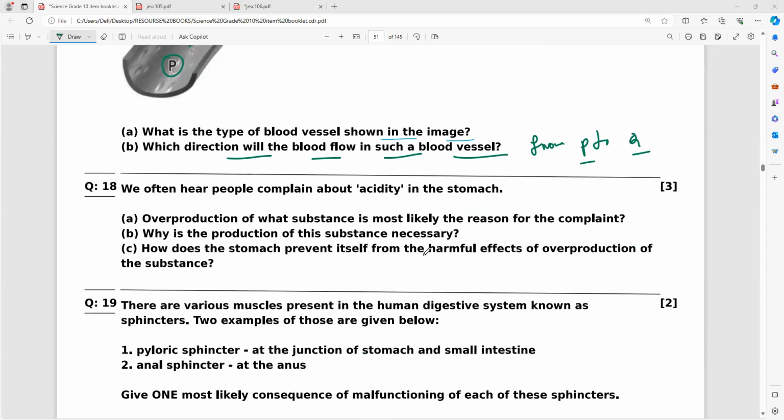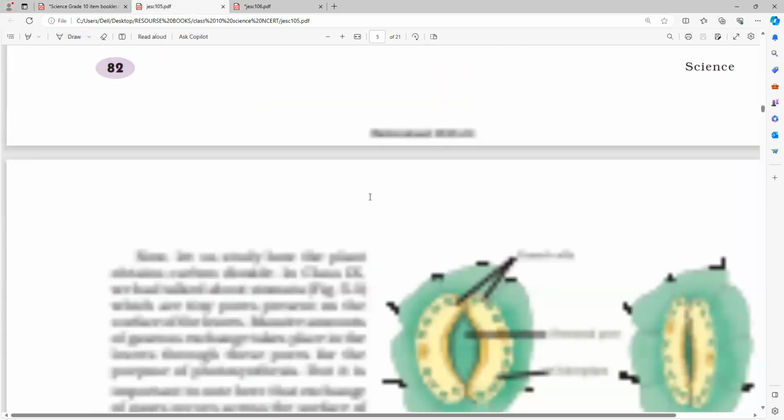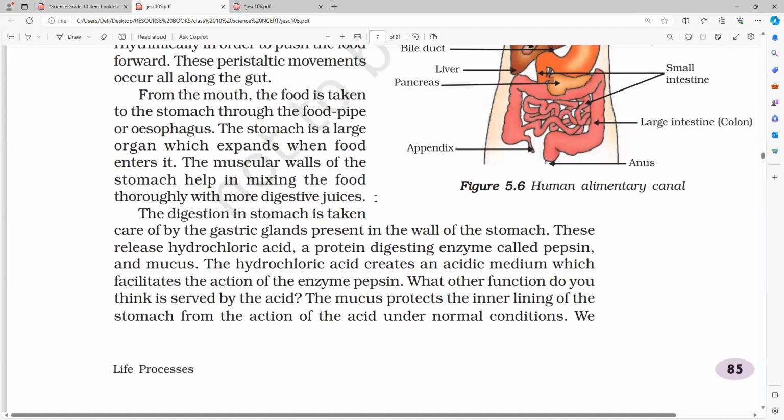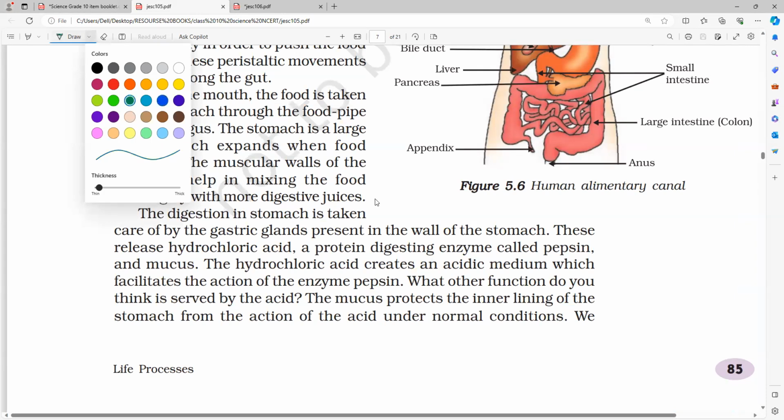Next. We often hear people complain about acidity in the stomach. So this is again the same question. Overproduction of what substance is most likely the reason for the complaint? Hydrochloric acid. Why is the production of this substance necessary? We all have this digestion process. So even that, I told you, is very important. If it is produced in excess, it leads to some problem. That problem is called ulcer, acidity. Yes.